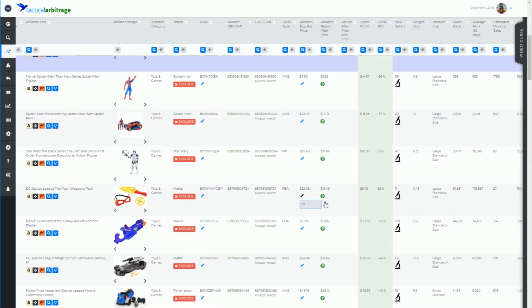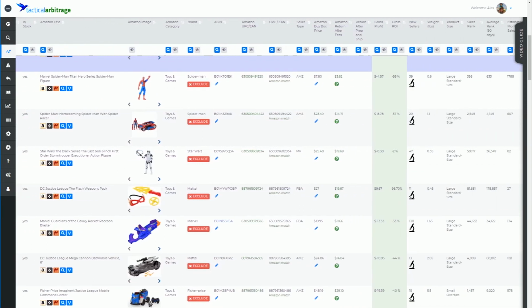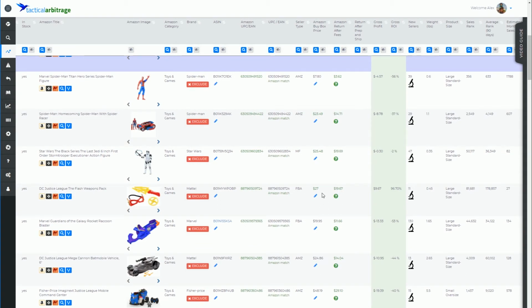This will also recalculate the return after fees. And of course, your gross return on investment will shift as well. And now we're looking at a much more interesting scenario, because you've managed to get yourself a little 9% discount on your buy price. You're looking at pricing a little bit higher in the buy box because you're hoping that the existing sellers will sell out. And now we're looking at a 96.7% ROI.